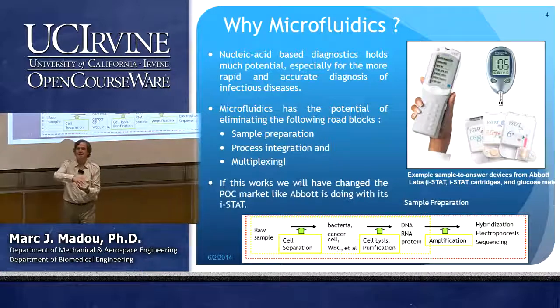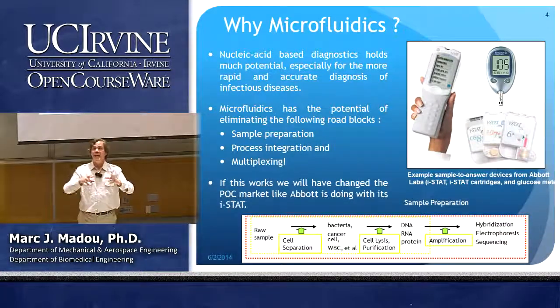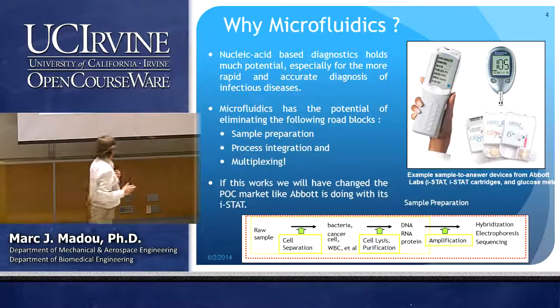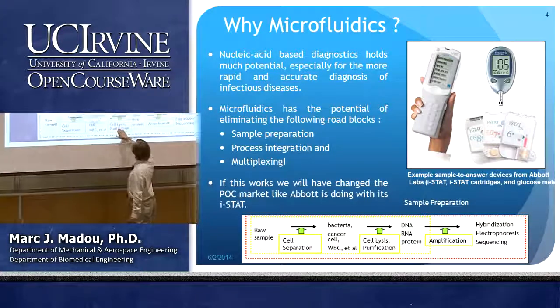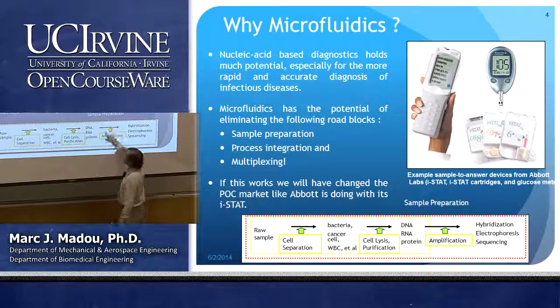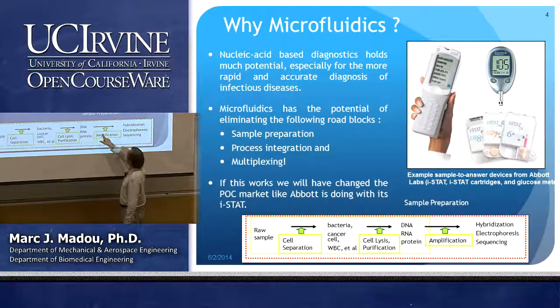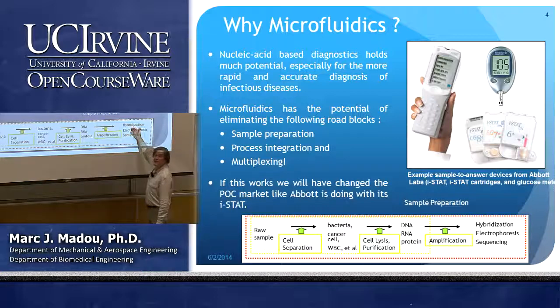Now, when I do lysis, what do I have? I have organelles, cell walls, proteins, DNA. I have a big mixture, right? So I need to do lysis and purification. And then in the case I'm after DNA, I need to amplify it because in many instances I will not have enough DNA there. So I need to amplify it, and then I finally do the detection.